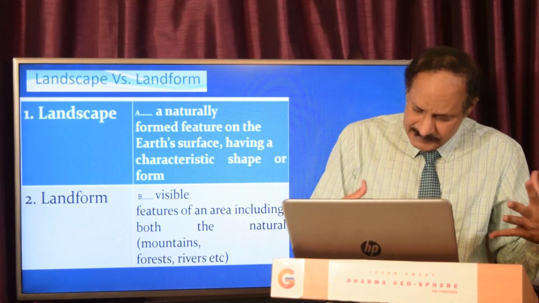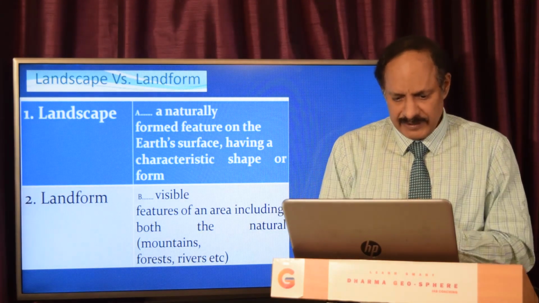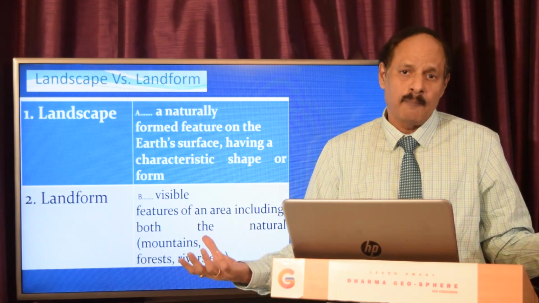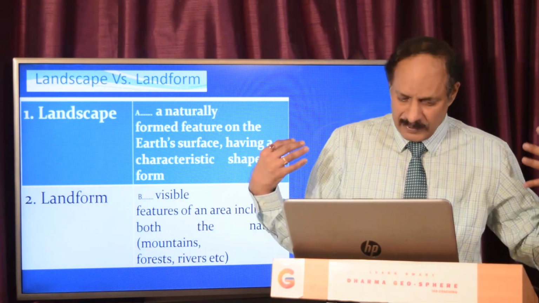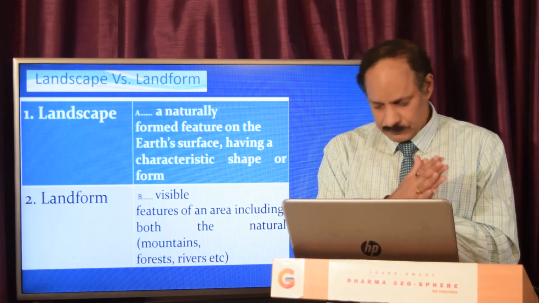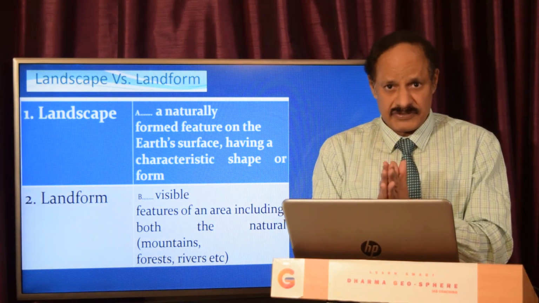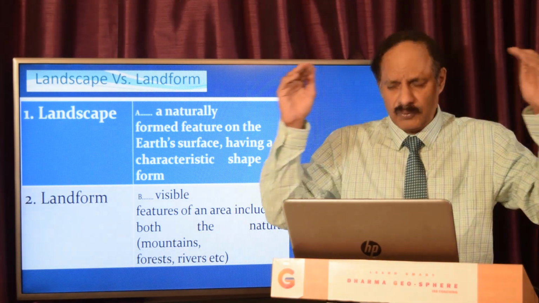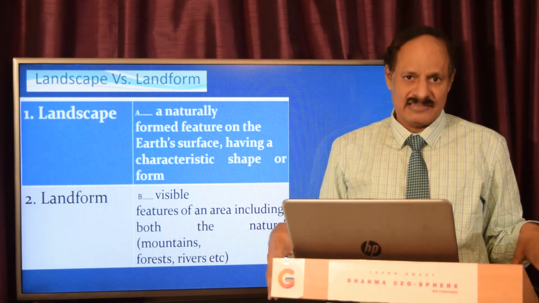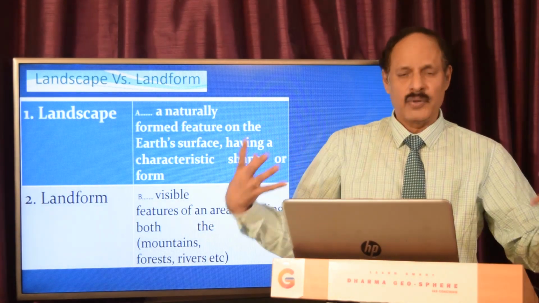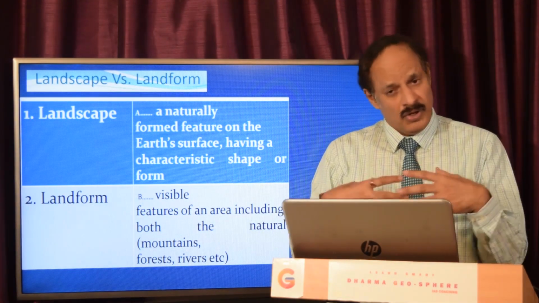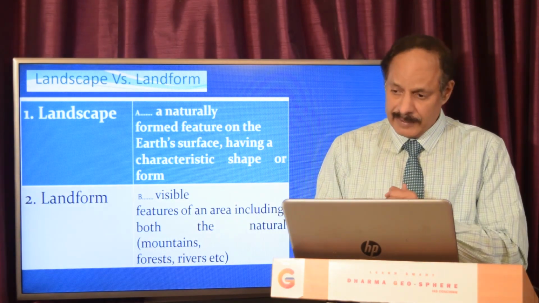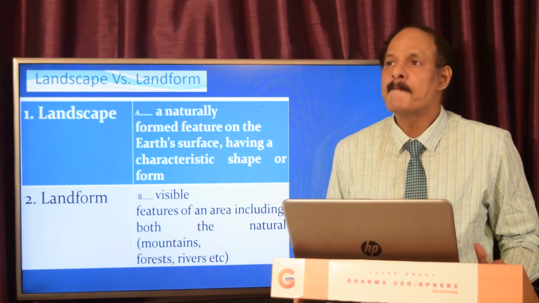So within that landscape, a visible feature of an area includes both natural mountains, forests and rivers, and also man-made anthropogenic landforms that exist within the landscape. So this is the difference. The erosional surfaces, the slope development, the denudation chronology, they all occur both at the scale of landscape as well as landforms. So this you distinguish, and you get a lot of stuff to write about. You can see beautiful pictures and beautiful diagrams you can draw, and then make your answer very impressive.